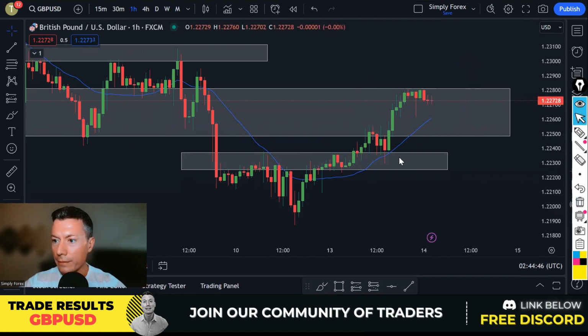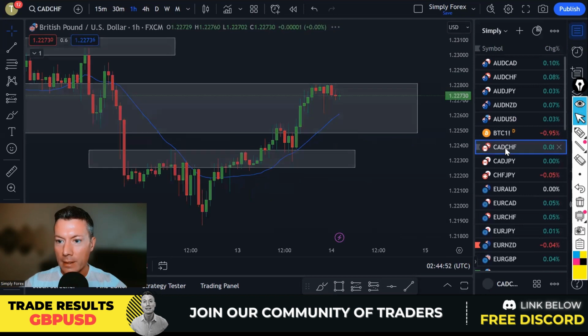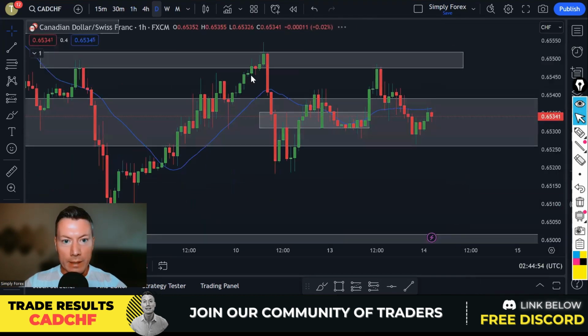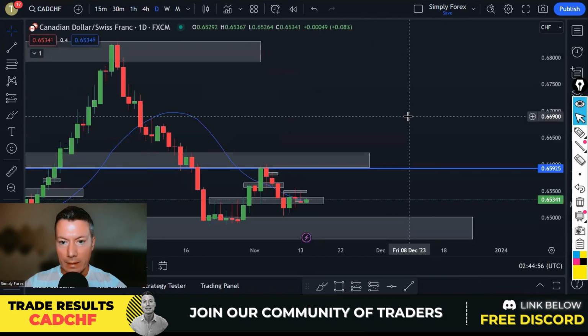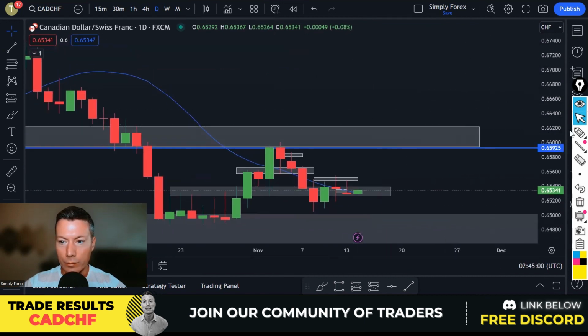And the final trade from yesterday was Canadian dollar Swiss franc. Let's take a look at this one. If we start with the day chart, guys, today it's become less appealing because of yesterday's candle, but price had come down. We've got this sort of box of indecision.